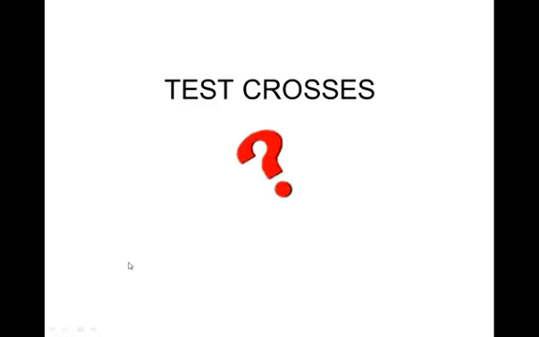Welcome, Brookings Bio students. This is Mrs. Rydell, and today we're going to look at another kind of Punnett square called a Testcross.